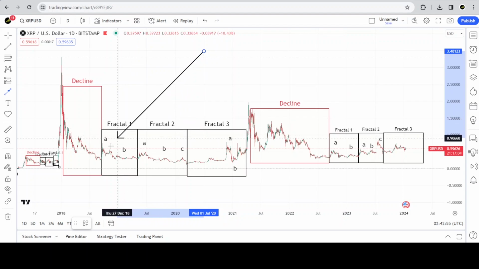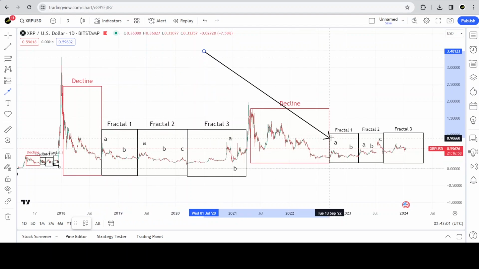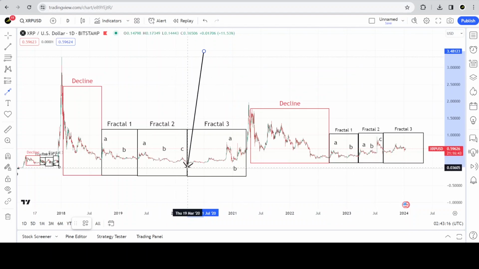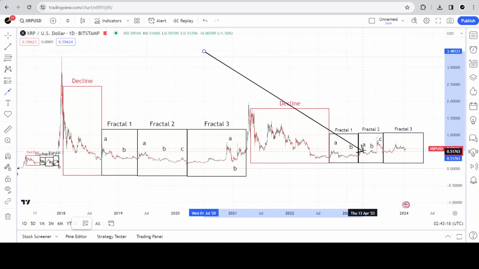So in fractal 1, we have part A where price moves up, moves back down, and then goes sideways. We see that over here. In fractal 1 here, price moves up, moves back down, and then it goes flat or sideways. In fractal 2, it has three waves, wave A, wave B, and wave C. We see that over here.